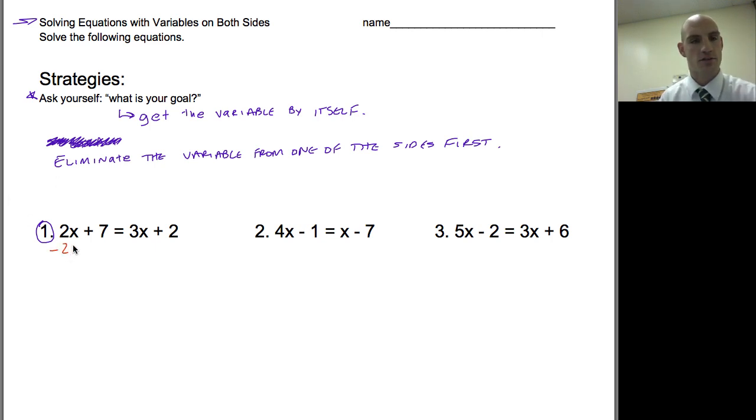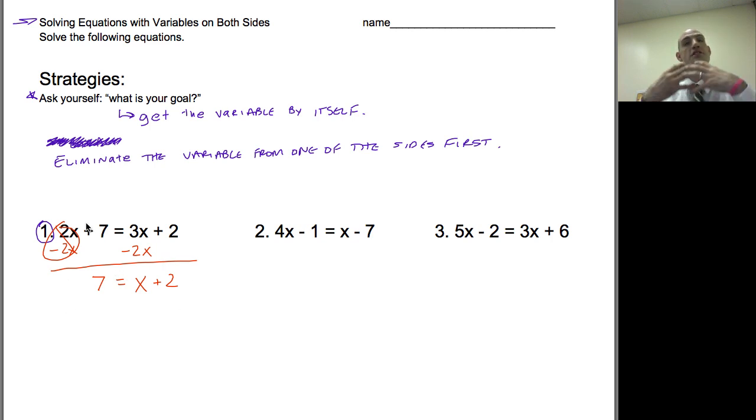I'm going to subtract 2x from this side. Now notice what happens. It is gone from this side. But I must do the same thing to both sides. So I have minus 2x on the other side. Watch what happens here. What I'm left with on the left side is 7. Notice there's no variable on that side any longer. And on this other side I'm left with x, because 3x minus 2x would just be x, plus 2.